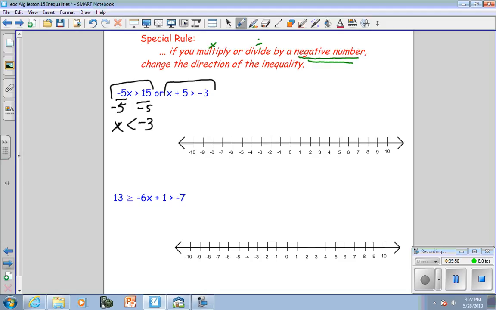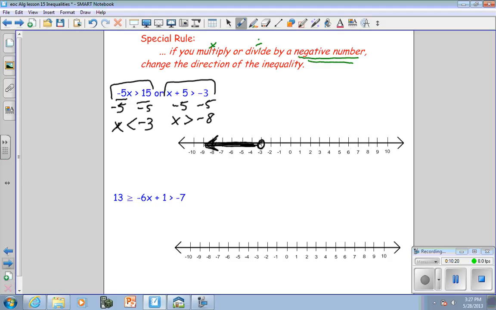On the second part, I have x plus 5 is greater than negative 3. To solve that, I subtract 5. I put this in purposely to show you that you do not change the direction when you add or subtract, only when you multiply and divide. Okay, then I'll graph it. I find negative 3, that is an open circle, and that is going to be smaller than negative 3.